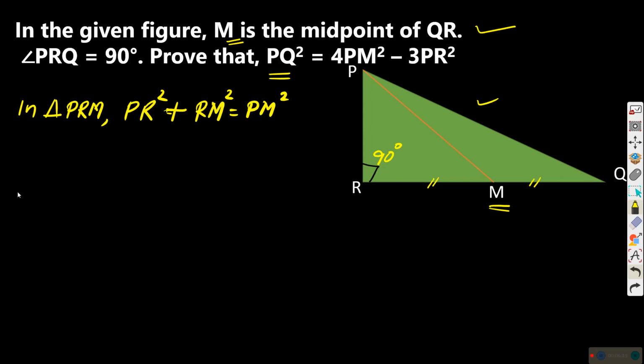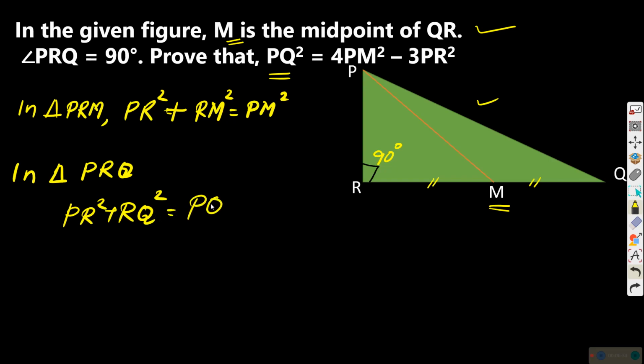We will go to another triangle in the given diagram, which is the other triangle given. The other triangle given is triangle PRQ. In this PRQ, PQ is the hypotenuse. Accordingly, we can write an equation: PR square plus RQ square is equal to PQ square. Correct? So we got two triangles, two equations.